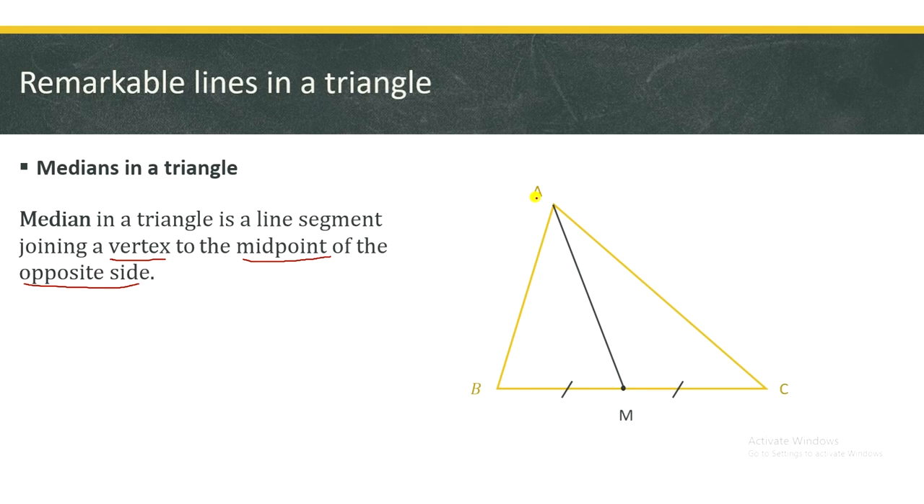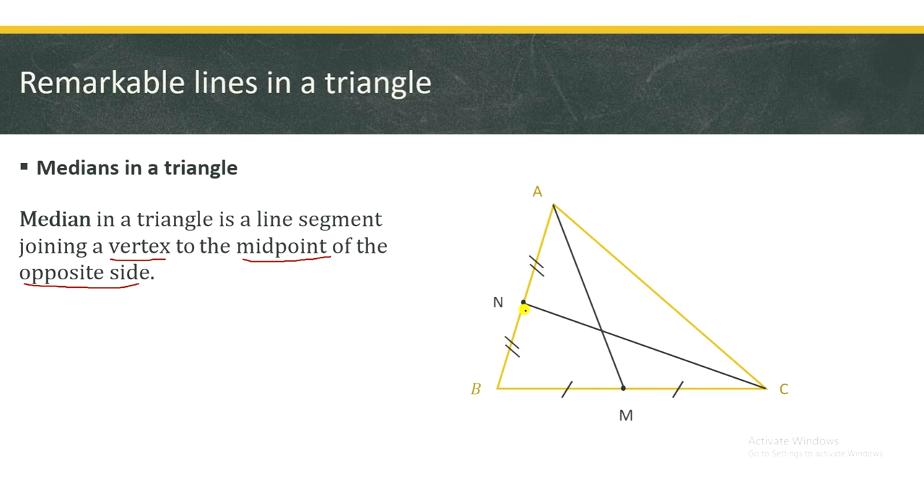We can draw the second median from C. What is the opposite side of C? The opposite side of the vertex C is AB. Place the midpoint of AB using the ruler. N is the midpoint of AB. This means NA equals NB. After placing the midpoint, join N with C. So CN is the second median in triangle ABC, issued from vertex C.